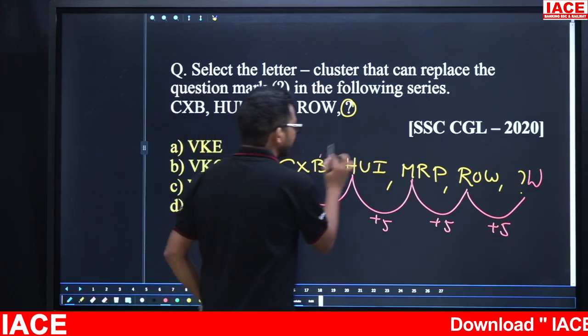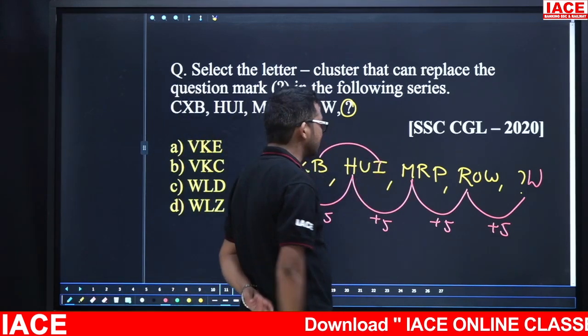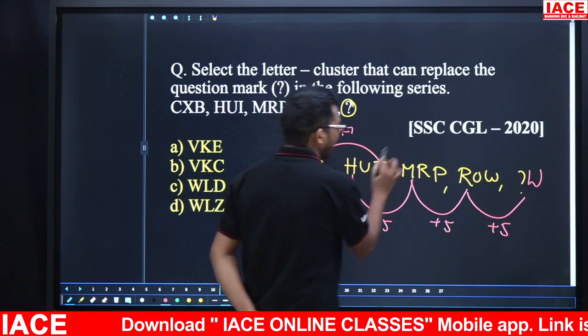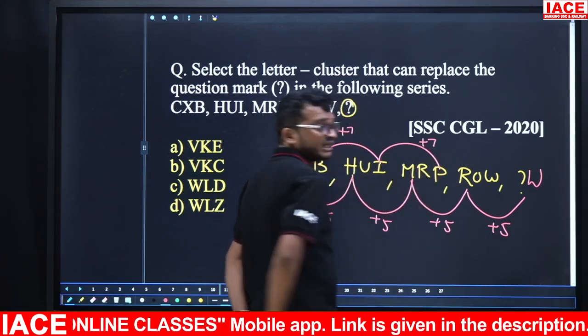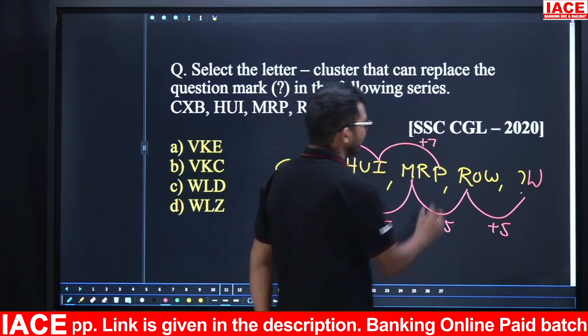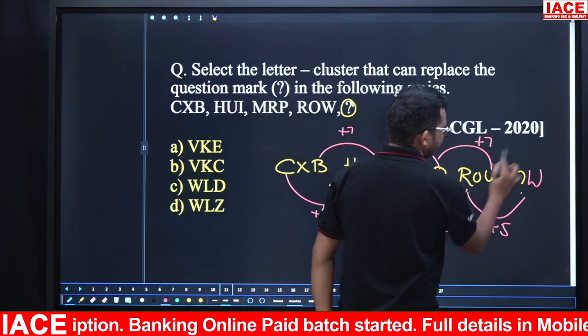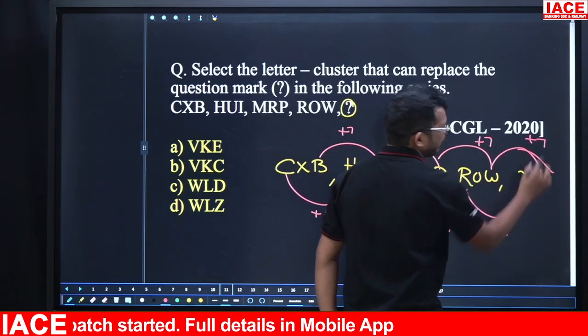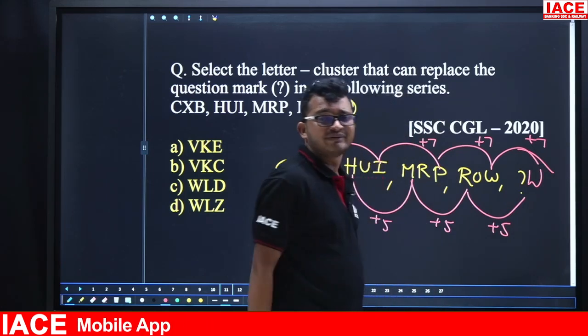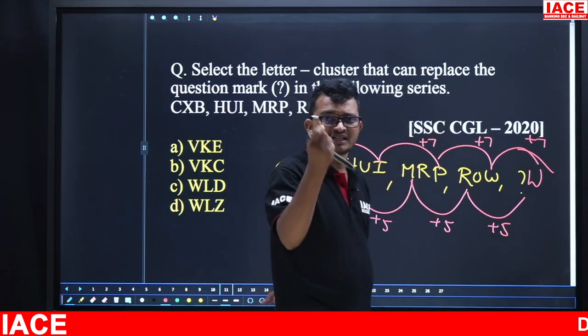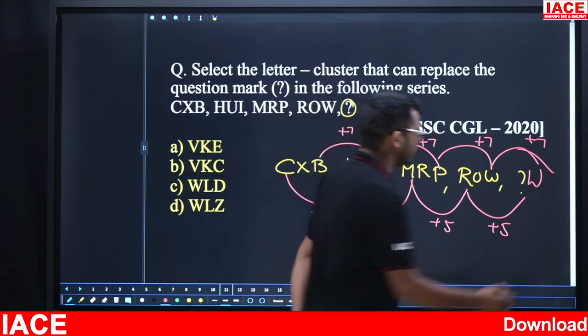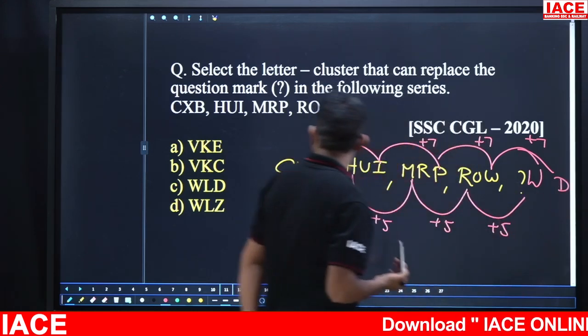Now B and I: B face value is 2, I is 9, so this one is plus 7. I and P, plus 7: I is 9, P is 16. Now this one is plus 7. W is 23, plus 7 is 30. We have 26 alphabets. Remaining is 30 minus 26, which is 4. 4 means D. So starting is W, ending is D.